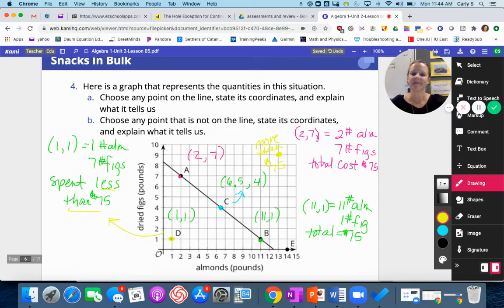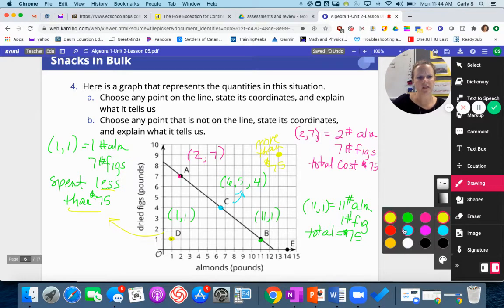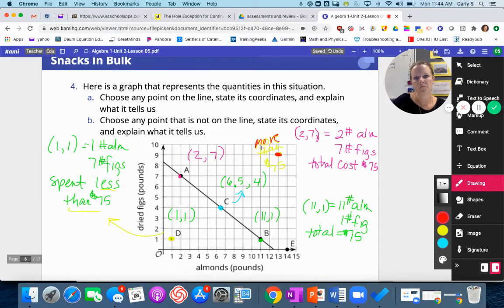Part B: choose any point that's not on the line, state its coordinates, and explain what it tells us. Check. And then we made our own point, which yellow is very difficult to see, isn't it? We made our own point up here. That would be more than $75. Cool?